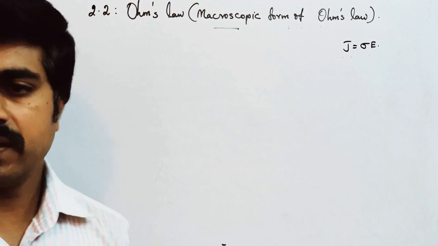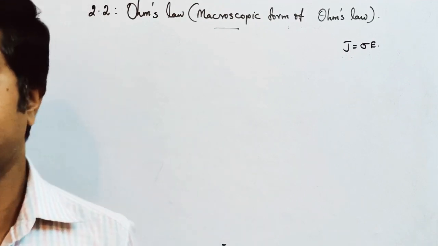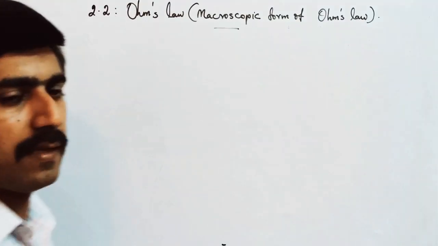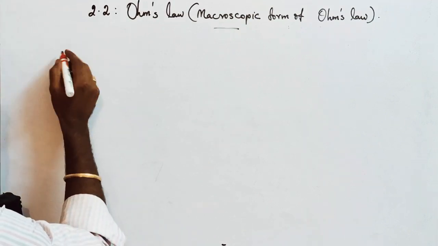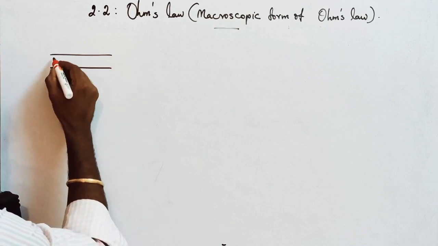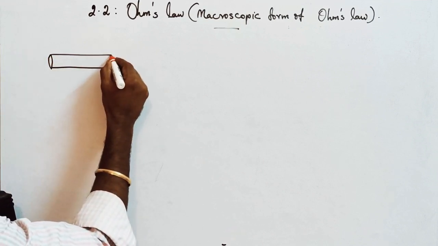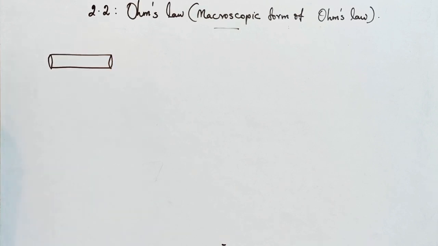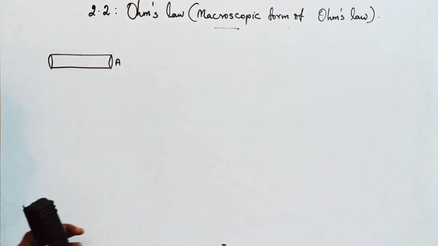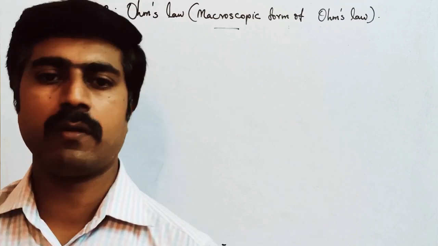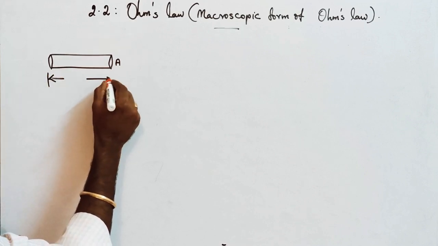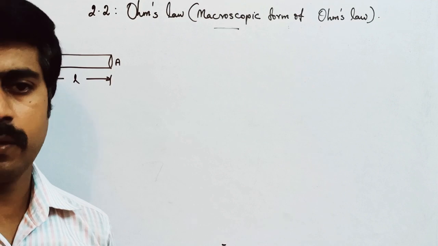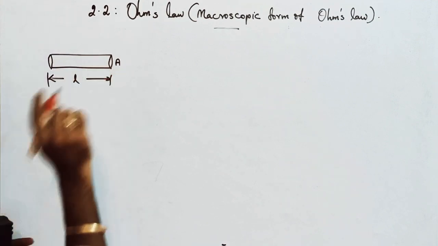For that, first of all, I need to take a small segment of the wire. You know the shape of the wire is cylindrical. Let us take a segment of the wire, and these two are the ends of the wire. The area of cross section of the given wire is denoted by letter A. The area of cross section will be the same at any place; the thickness is uniform throughout the wire. Next, the length of the small segment of wire that we have taken is L, and the area of cross section is A.